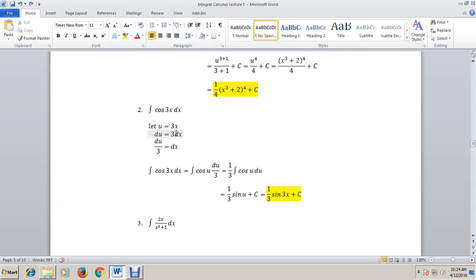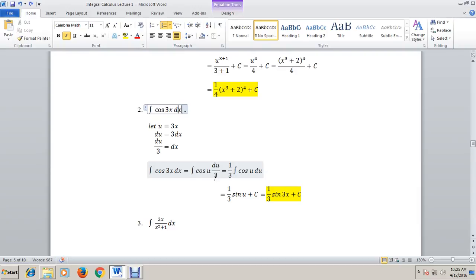Derivative of 3x is 3 dx. Now, of course, in your original expression for the integrand, you do not have 3 dx here, but you only have dx. So what we can do is to solve for dx in terms of du. Since you have du is equal to 3 dx, dx can be solved as du over 3. So replacing all the expressions in terms of u and du, our original integral cosine 3x dx becomes integral of cosine u du over 3.